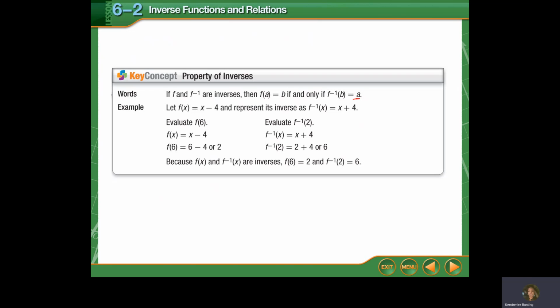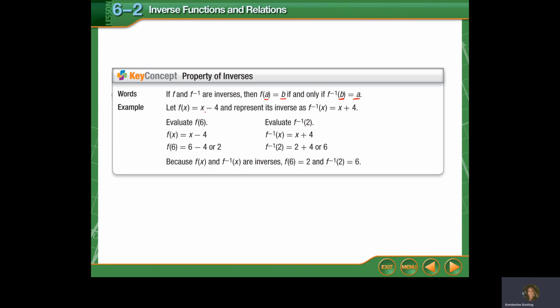Essentially, young people, the a and the b have done what? Switched places. The x and the y have switched places. Don't get caught up in the weird jargon and the weird symbols. All that's happening is a and b are switching places. That's it. And again, if f and f inverse are truly inverses of each other, then f(a) equals b if and only if f inverse of b equals a.